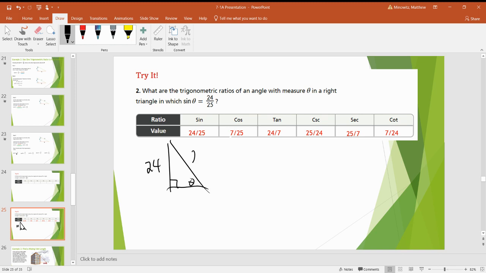So 24 over 25. And if you learn some Pythagorean triples, which are three numbers that always make a right triangle, you wouldn't have to use the Pythagorean theorem, but if you did, you'd still find that this length is 7. So sine, cosine, tangent, all the ratios, take the reciprocals, and continue to draw the picture and take your time.